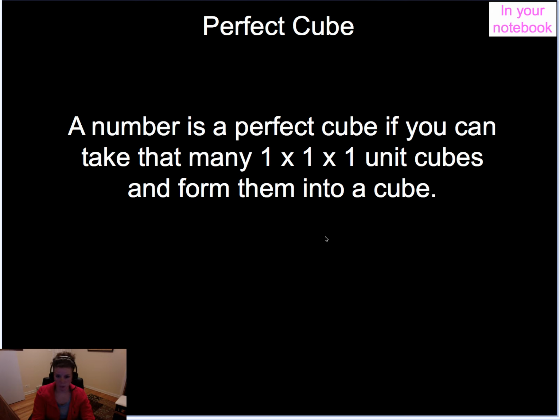It's a perfect cube if you can take that many 1 by 1 by 1 unit cubes and form them into a cube. I can't demonstrate this on here because this is two-dimensional and we're talking about a three-dimensional figure. But if you picture in class how you took the 1 by 1 by 1 unit cubes and stacked them up until you made a bigger cube, every time you made that bigger cube, that was a perfect cube right there.